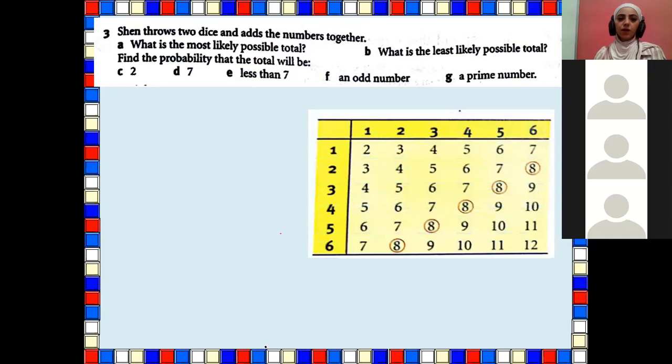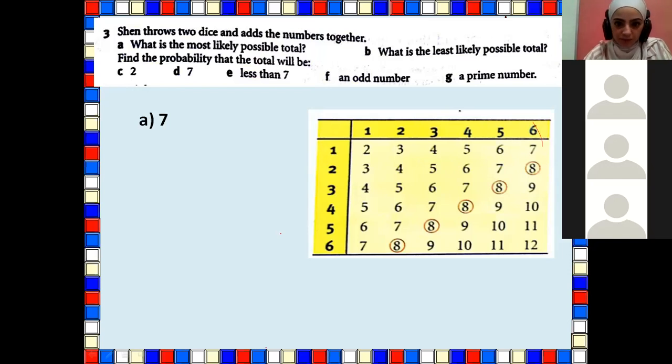Here it is. Okay, the first one. What is the most likely possible total? We don't need probability, what's the most likely possible total? It's 7, yes. We can see that number 7 shown the most times. So the most possible total is 7. Thank you, Ali.